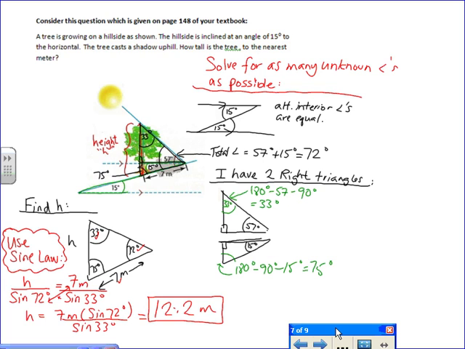So in your textbook, I've assigned some questions for you. Pages 147. Number 1, number 2A, number 3, and number 5. And try to decide which law you're going to use and solve some different problems.